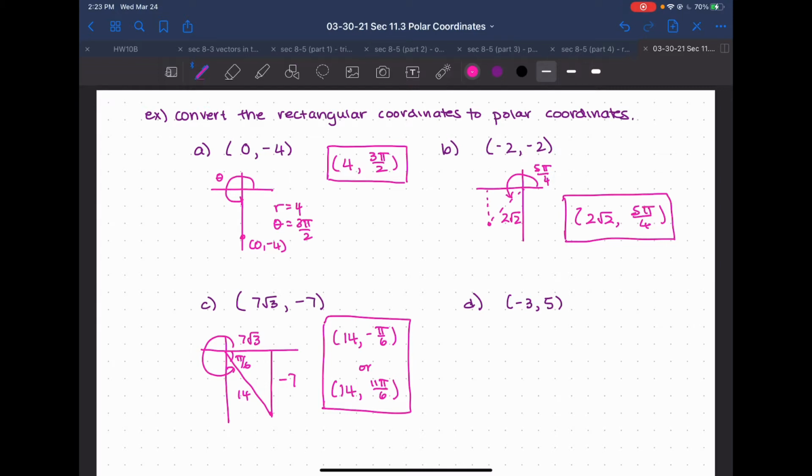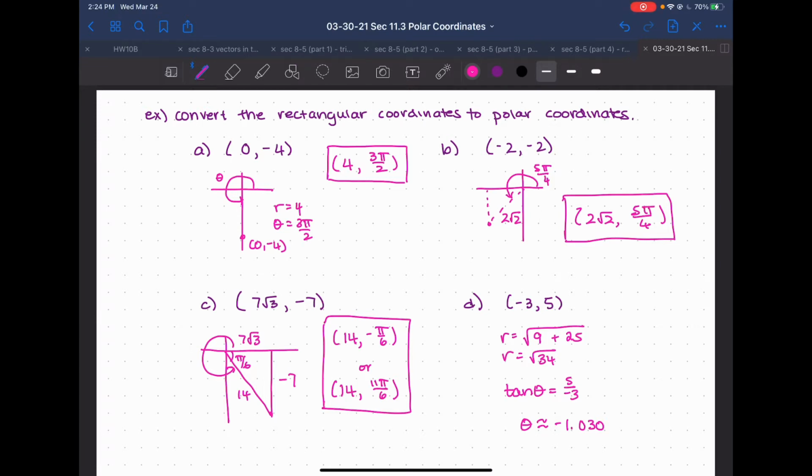Now, (-3, 5), all right, this one we're going to have to go ahead and do our formulas. So r is the square root of x squared plus y squared. So r is the square root of 34. And then tangent of theta is y over x. And if I do this on the calculator, the tan inverse of -5/3, I'm getting about -1.030.